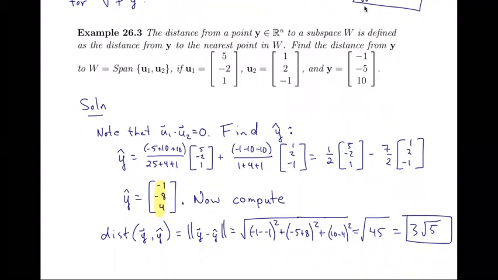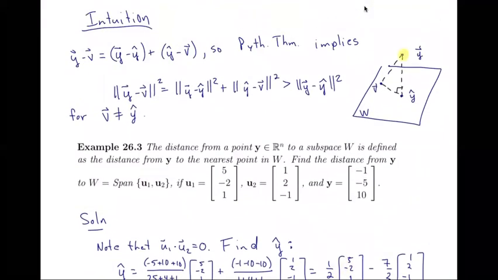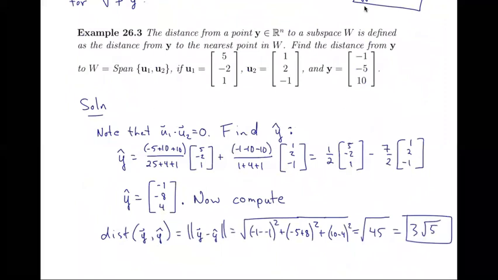So Y hat is the vector in W that is closest to Y. It's exactly as this drawing right here is indicating. Y hat is the closest thing in W to the point Y floating out there in space that's not in W. So the problem is actually asking for the distance from Y to the set. All we need to do now is calculate the distance from Y to Y hat. We know that Y hat is the closest vector in W to Y. We just find its distance to Y, and we'll have it.